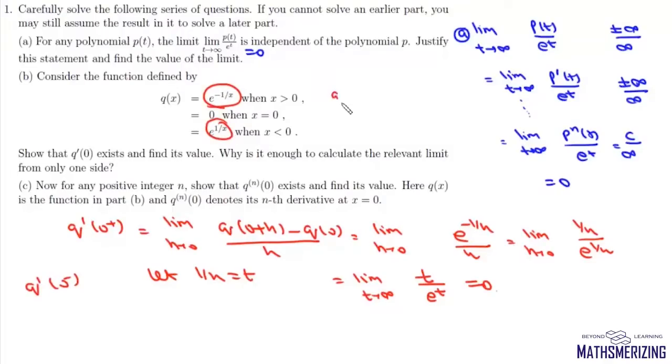So suppose we have to find the value of q(-2). It will be e to the power minus 1 by 2, which is the same as the value at 2. So this given function is an even function, so we just have to calculate the limit from only one side. So this q'(0) exists and its value is simply 0.